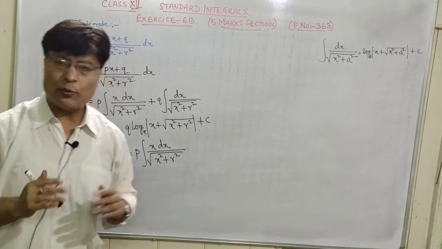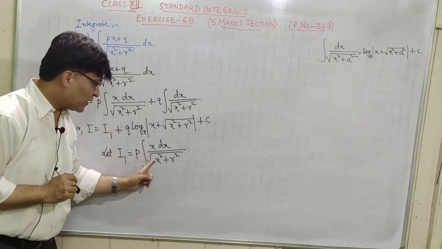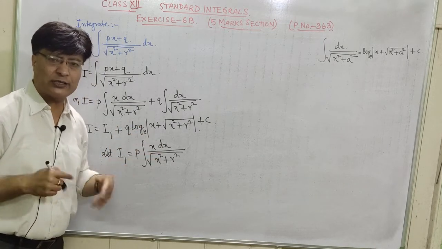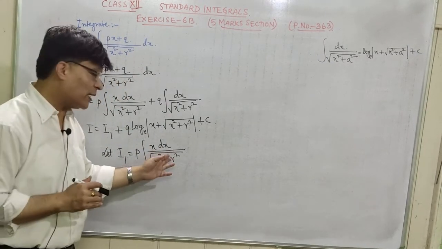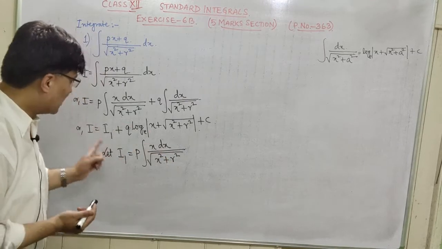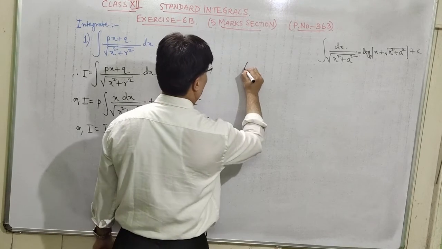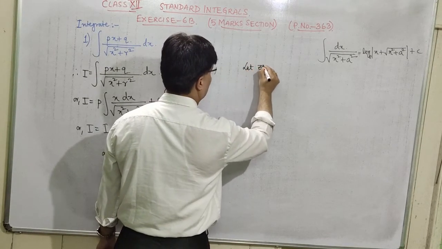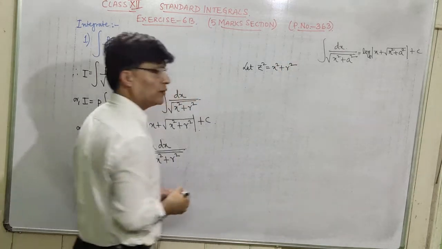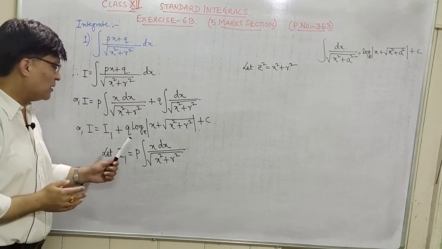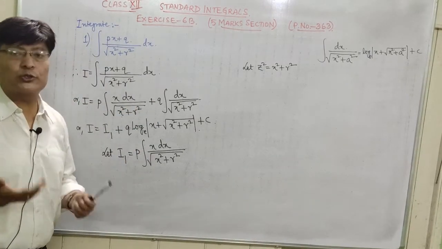Okay, so now what will you do here? Now differentiation of x square will be 2x, and for r square, that is constant, it is 0. So let us assume z square is equal to x square plus r square.